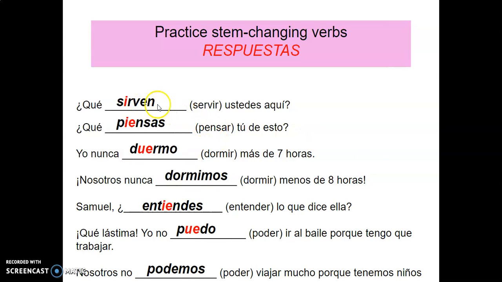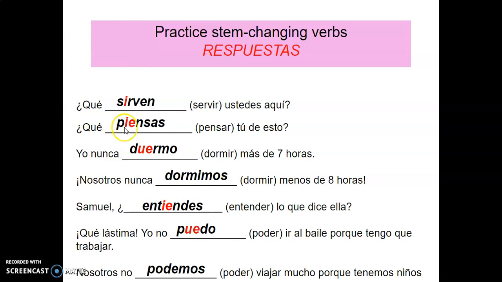¿Qué sirven ustedes aquí? ¿Qué sirven? What do you all serve? I'm talking to you all, ustedes. So I need the ending en, sirven. And servir is a stem changing. It becomes E to I. So ¿qué sirven ustedes? Okay. If they were to answer, they might answer me, nosotros servimos, right? Comida americana, right? Servimos. Remember, no stem change in the nosotros form.